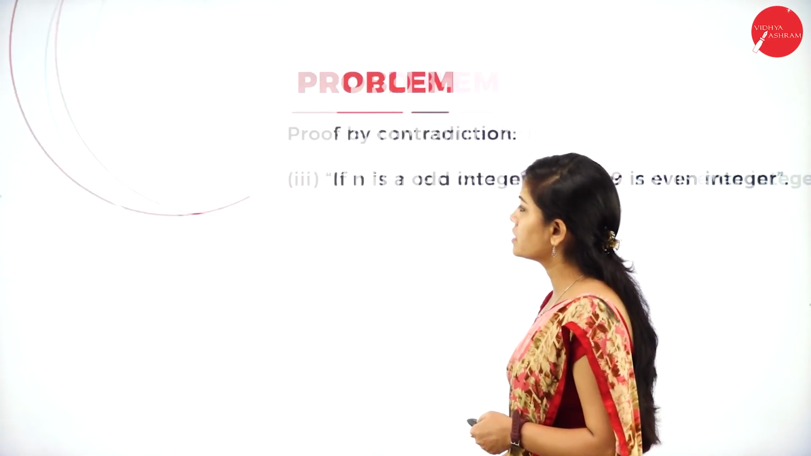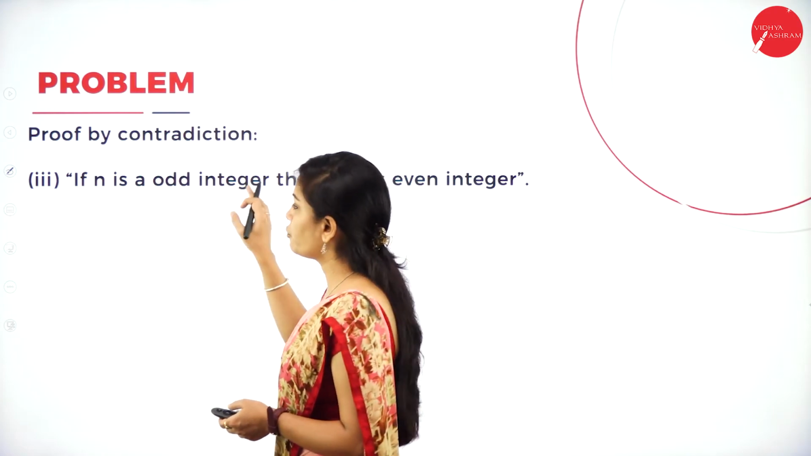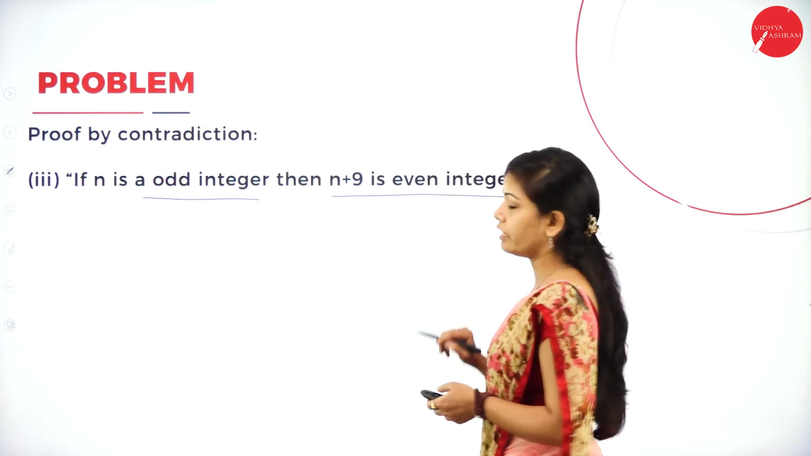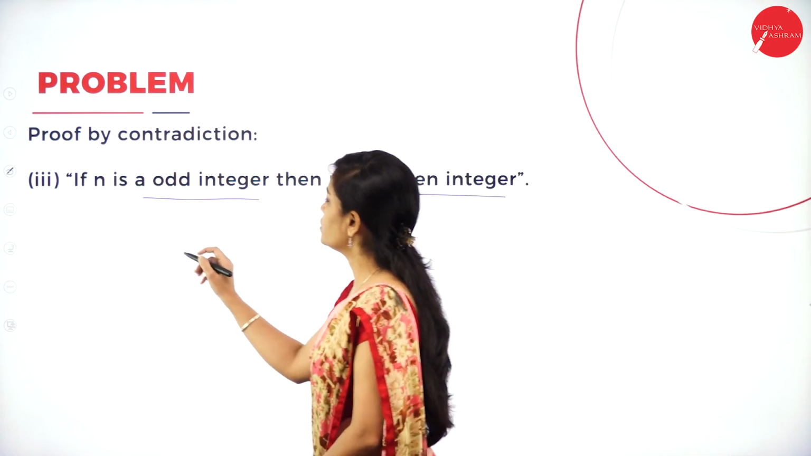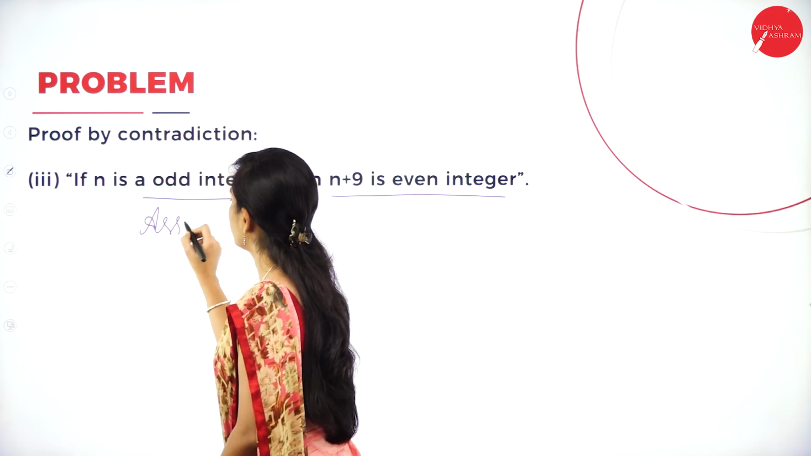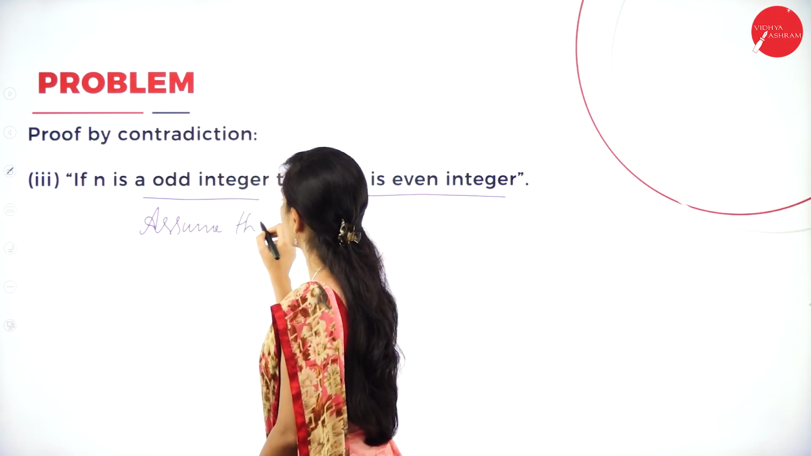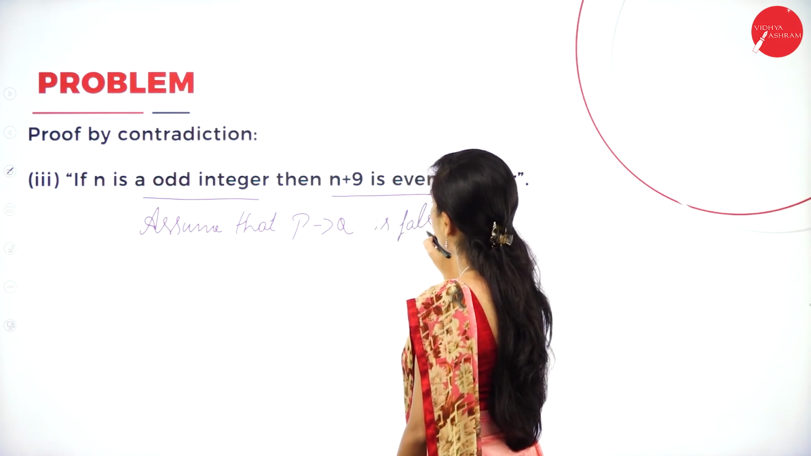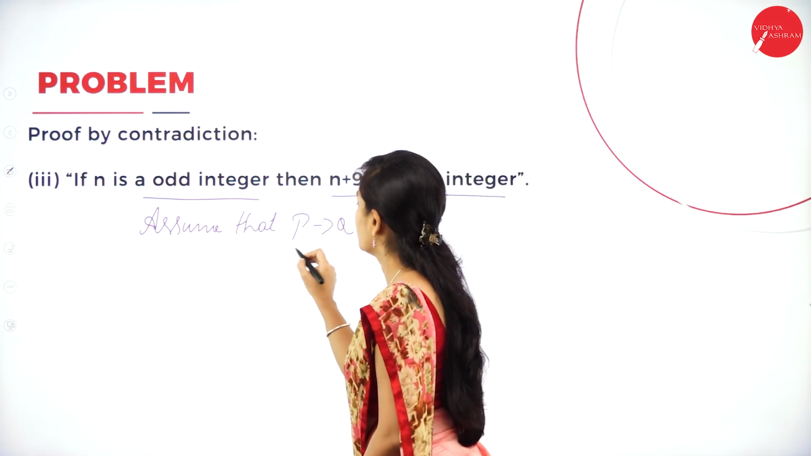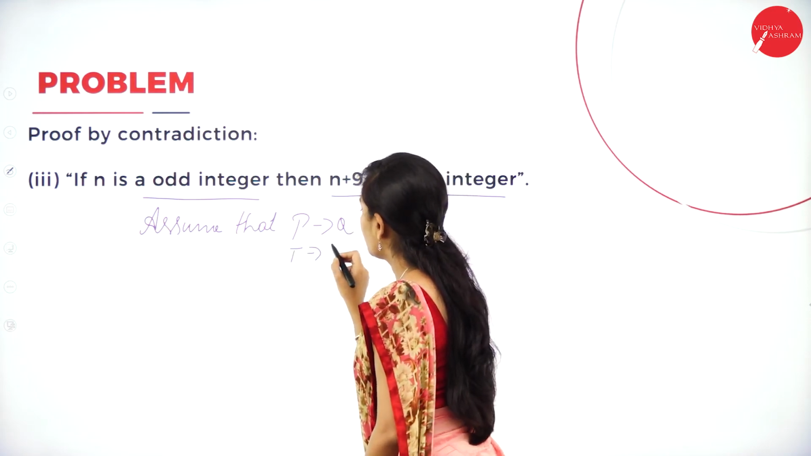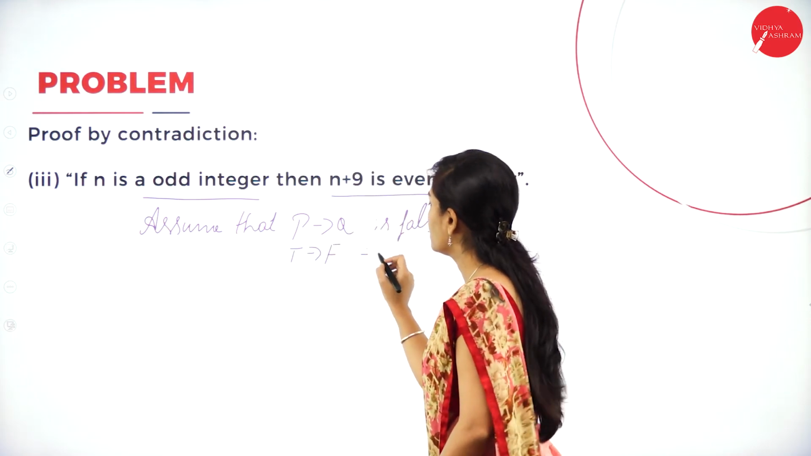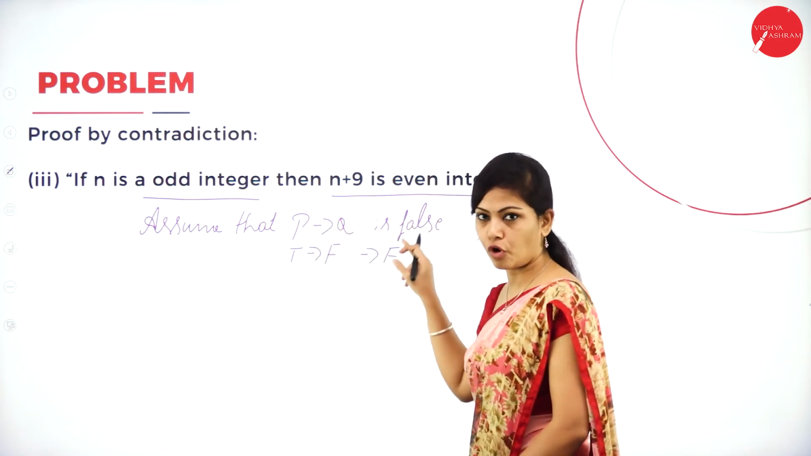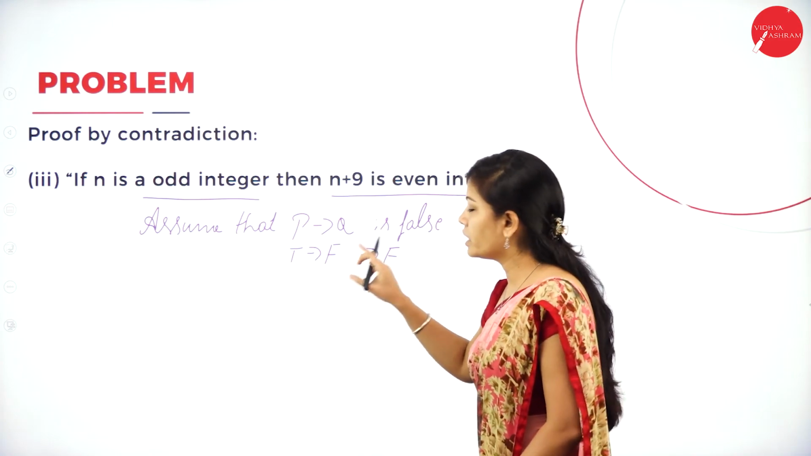And the last one is proof by contradiction. We have to prove that if n is an odd integer, then n plus 9 is an even integer. So assume that P implies Q is false. If P implies Q is false, it means P should be true and Q should be false. Then only we will get the false condition, right? So this is the implication truth table. P implies Q is false, then P is true, Q is false.